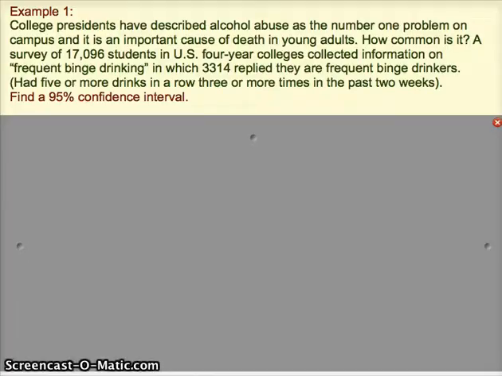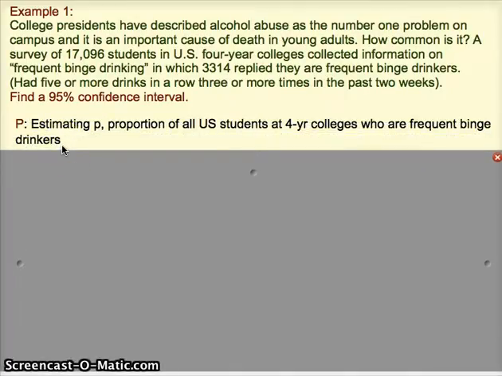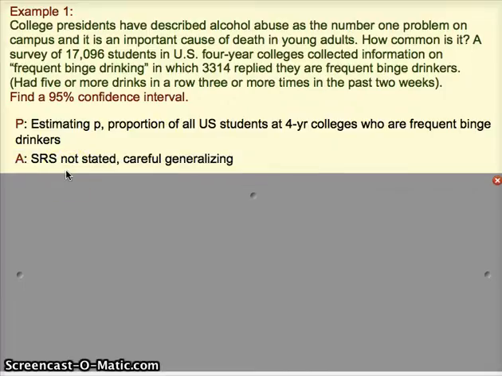Well, this is a PANIC exercise because it's a confidence interval. We're going to find a 95% confidence interval here for the proportion of students who said they've engaged in binge drinking. So you should be doing this. This is a PANIC problem, so we're estimating p, the proportion of all U.S. students at four-year colleges who are frequent binge drinkers, and we have a definition of that up above. We've defined our variable here, p.